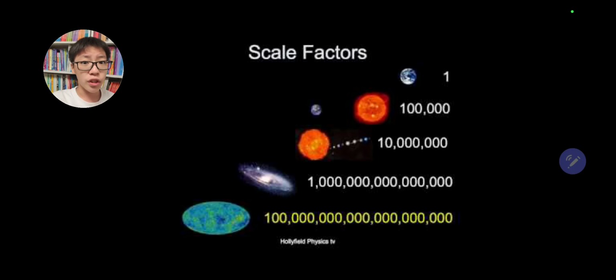I mean, let's say that there's one Earth. The Sun is 100,000 Earths. The distance from the Sun to the Earth is 100,000 Earths. The distance from the end of Neptune to the Sun is 10 million Earths.